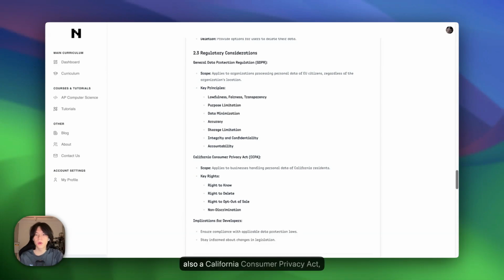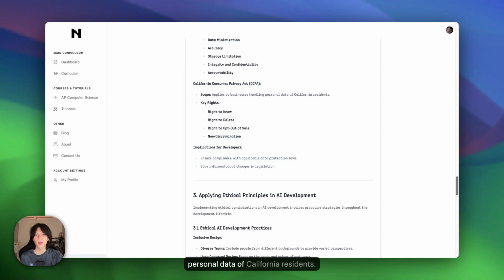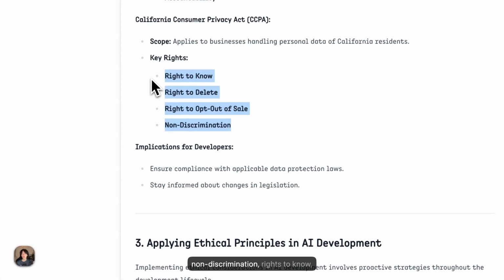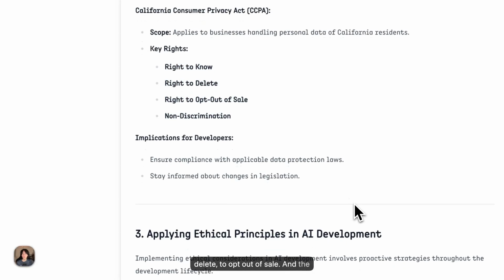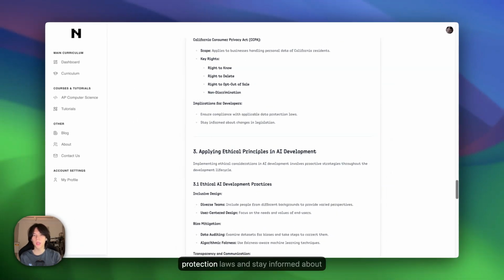And there's also the California Consumer Privacy Act, which applies to businesses handling personal data of California residents. Key rights include non-discrimination, rights to know, delete, and to opt out of sale. The implications for developers include ensure compliance with applicable data protection laws and stay informed about changes in legislation.